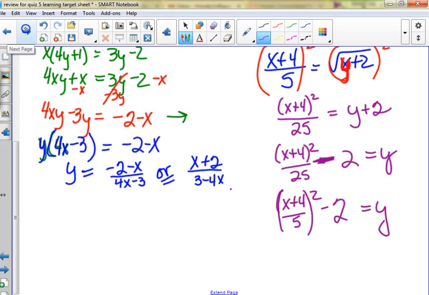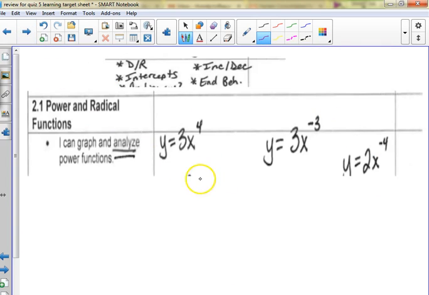Just so you know the steps. Better than simplifying something you can't simplify, right? All right, moving on. You have to analyze one of these. There's only one of them on here. And you have to do domain, range, intercepts, continuous or not, increasing, decreasing, and end behavior.